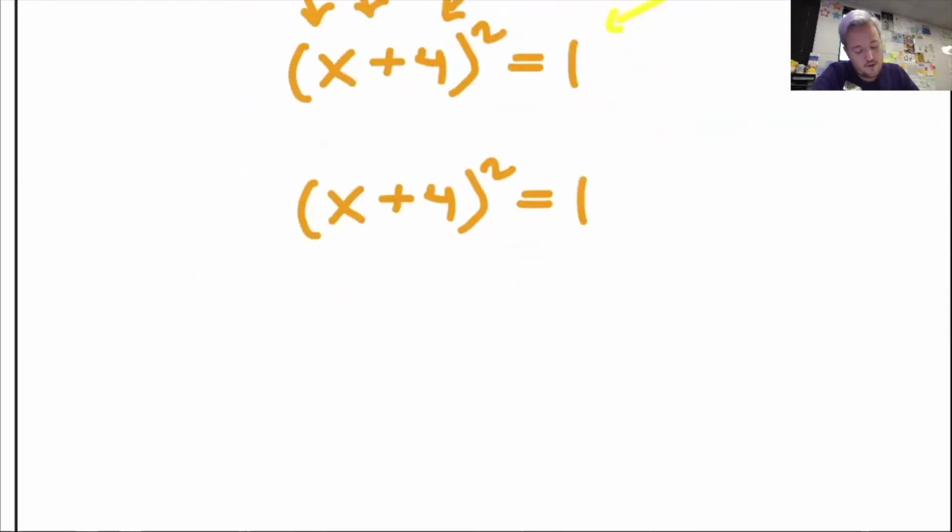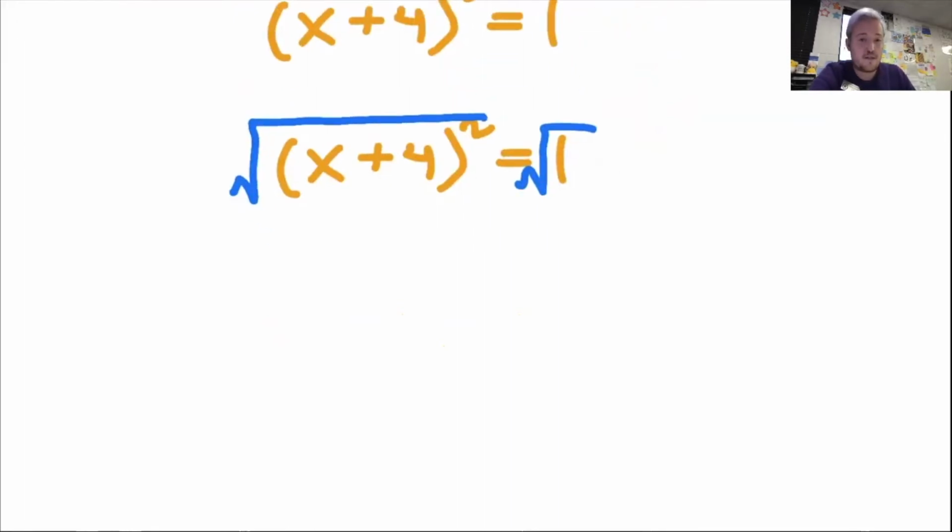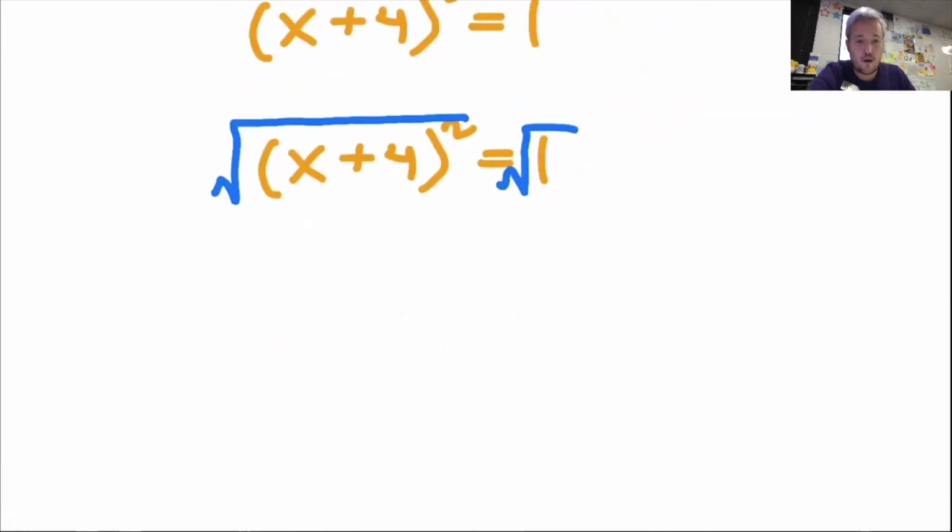All right, so now I'm going to go ahead and take the square root of both sides. So on the left side, when I take the square root of x plus 4 squared, you're just left with x plus 4. And then the square root of 1 is going to be a plus or minus 1. So remember, anytime you take the square root of that value on the right side, you have to include the plus or minus. Because remember, in a quadratic equation, we can have up to 2 solutions. So we have to account for both. And that's how we account for both, that plus and minus.